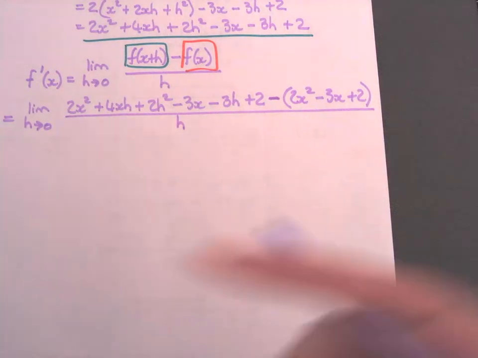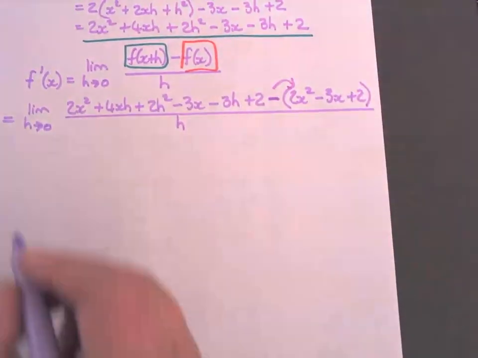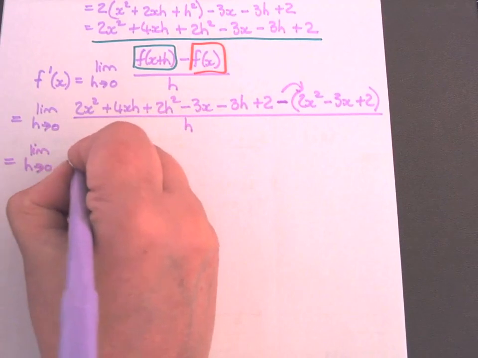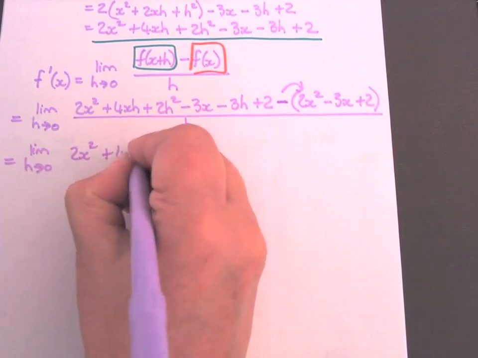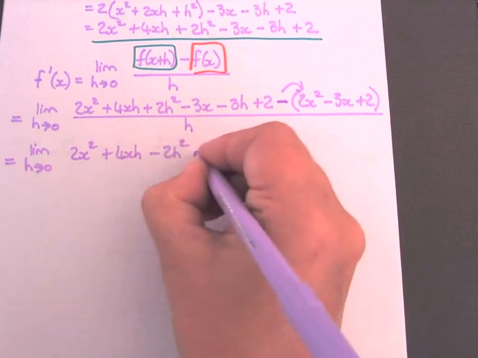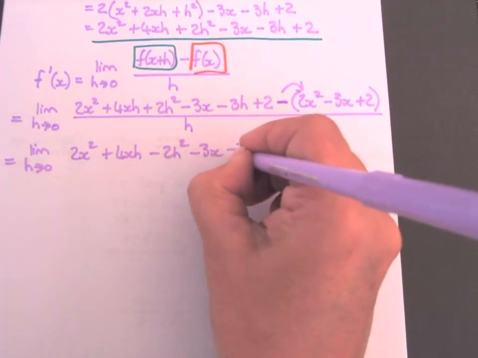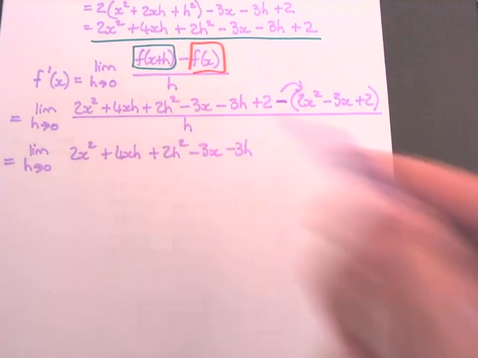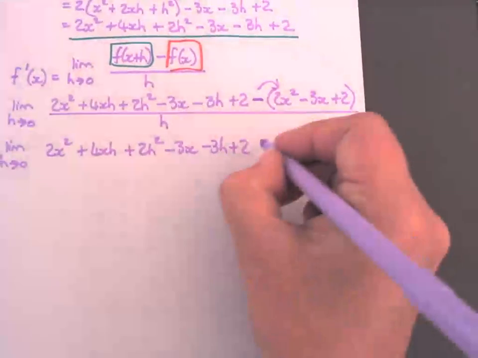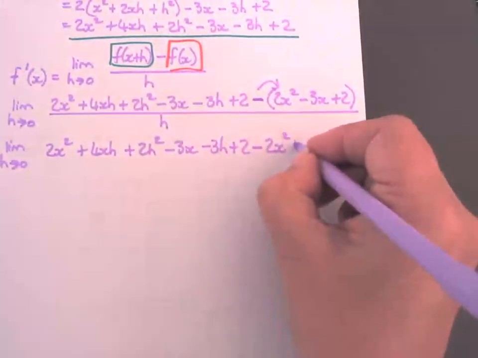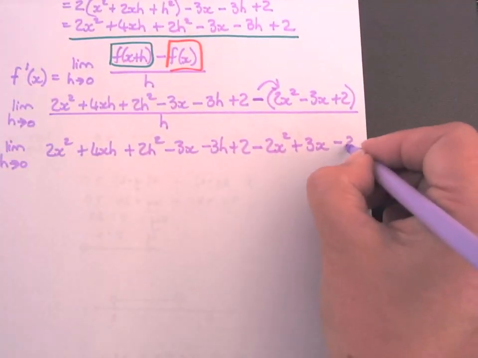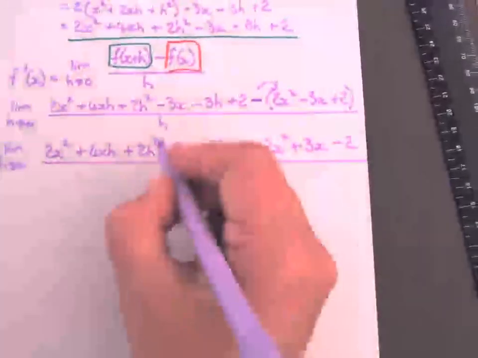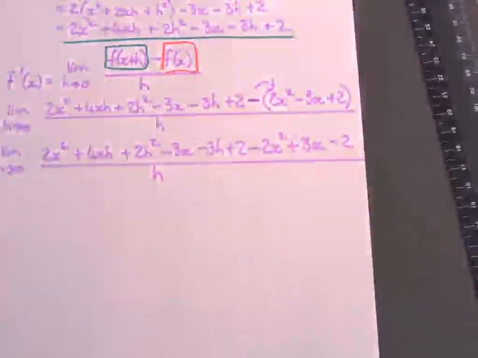Yes. We first need to multiply the minus, sorry. Limit when h tends to 0 of 2x squared plus 4xh minus 2h squared minus 3x minus 3h. You are right, thank you. Plus 2 minus 2x squared plus 3x minus 2, everything over h.